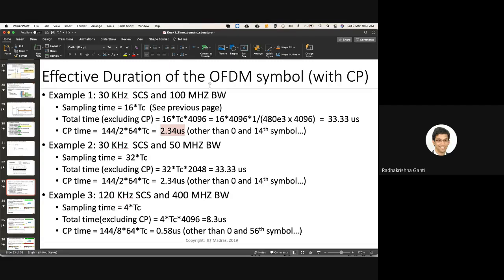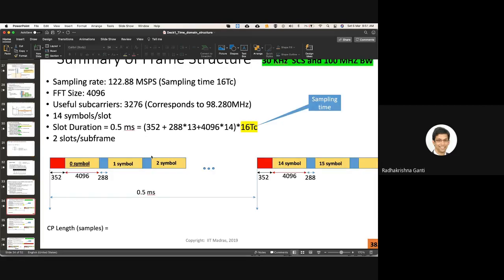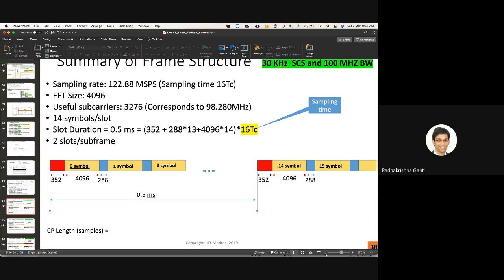Fine. Similarly, you can calculate this for the other subcarrier spacings and other bandwidths. Any question on this? Do we have a different formula for symbol 0 and 14? For symbol 0 and 14, it is the same thing plus 16K, 16 into 64. I will tell you exactly. Once we see this diagram, it will become very clear.